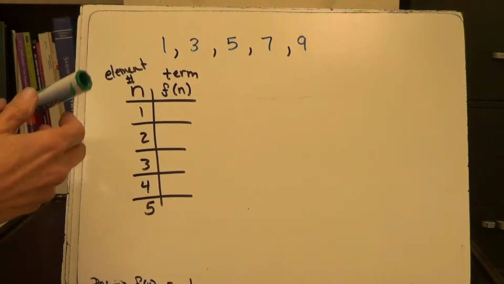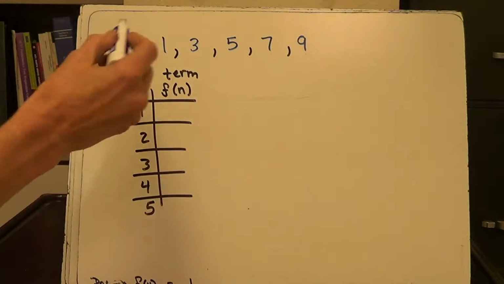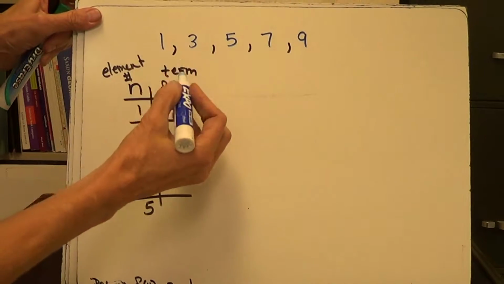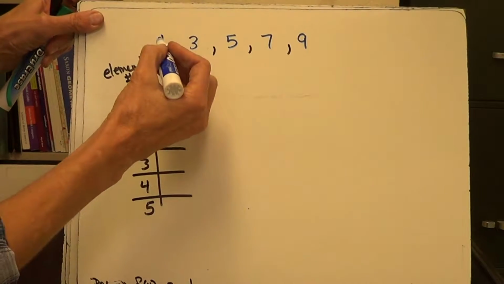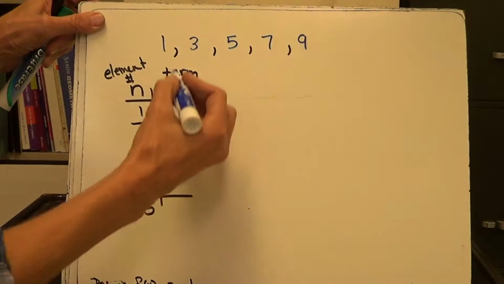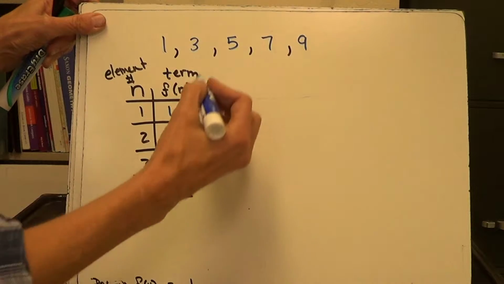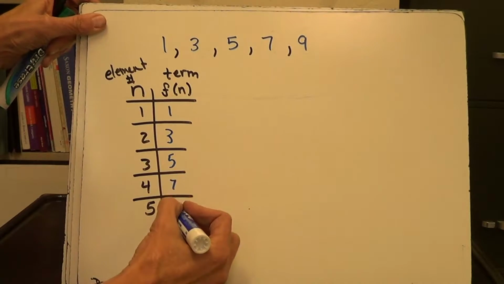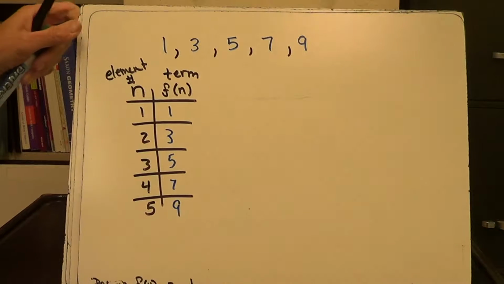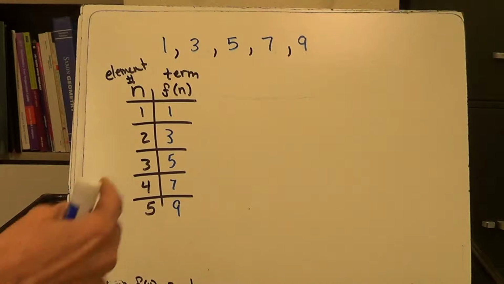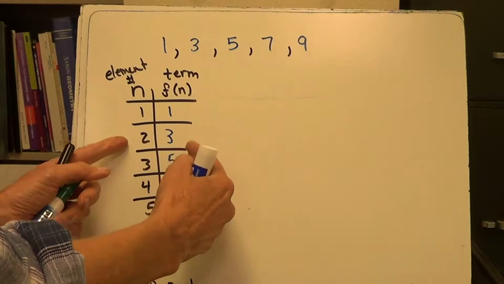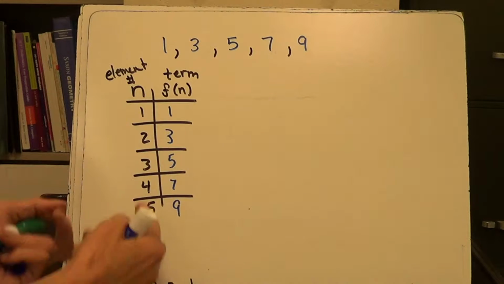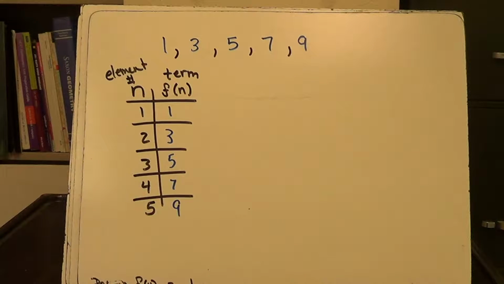So the first term, because these are called terms, the first term is 1, second term is 3, third term is 5, fourth term is 7, fifth term is 9. Okay? So if you look at this as pairs, do you see how come it becomes a function? Because your x is never going to cheat.